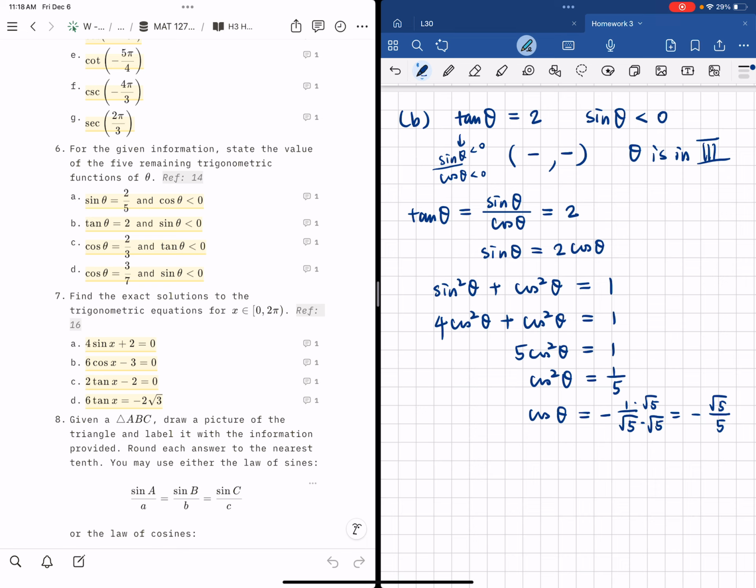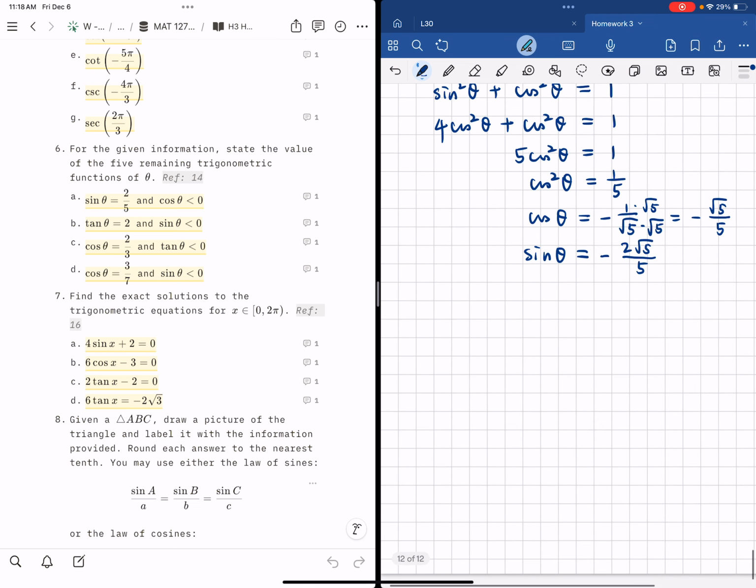And that's cosine. What about sine, right? Well, sine is, as I analyzed before, 2 times cosine. So it's negative 2 radical 5 over 5. And now it's time to write down all 6 trig functions. I'm going to start with sine, which I just calculated, negative 2 radical 5 over 5. Cosine is negative radical 5 over 5.